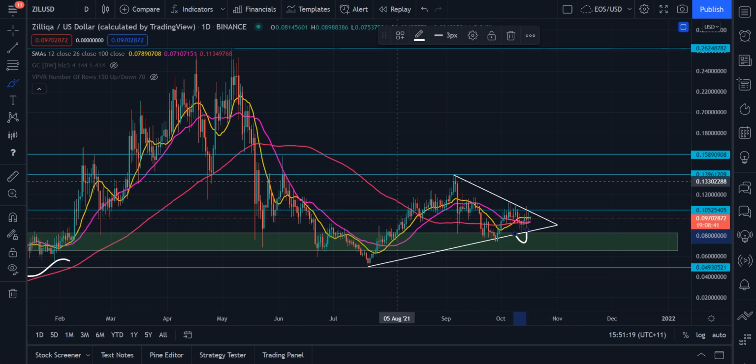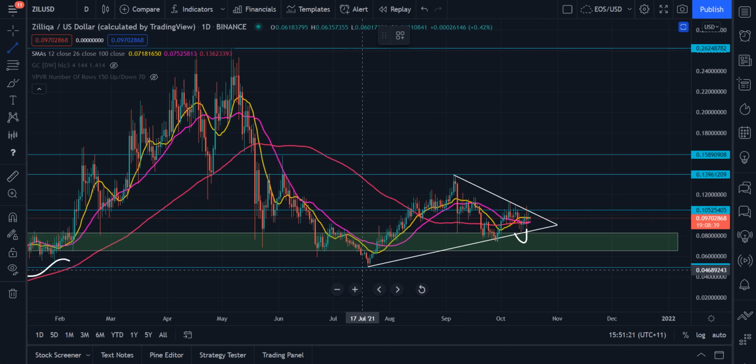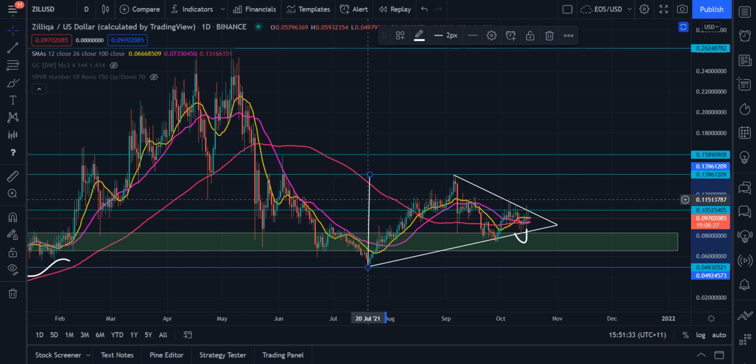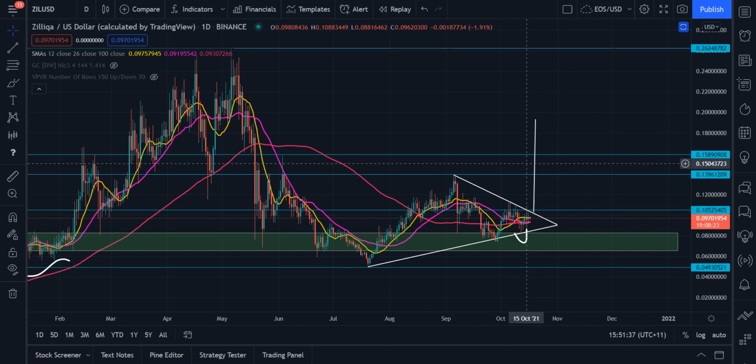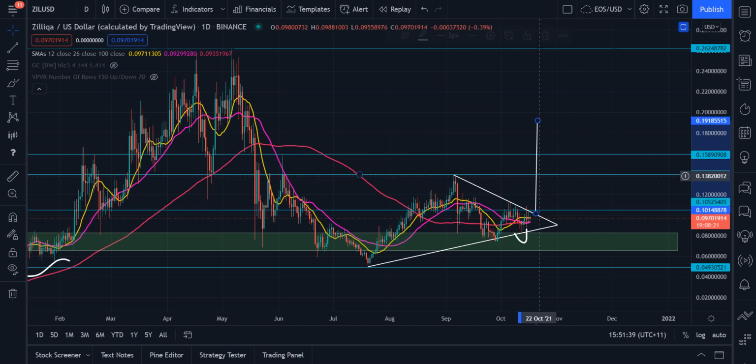Once 10 cents breaks, then we can be looking to enter this coin, right? We can see if we draw a target from this symmetrical triangle formation from around July here to the top of the first test for the top of the triangle, we can extrapolate that data and bring it to the breakout point, or the proposed breakout point, and we can see that, actually, let's move it down here a little bit. We can see that just like the cup and handle formation, exactly the same, the price target is 19 cents.